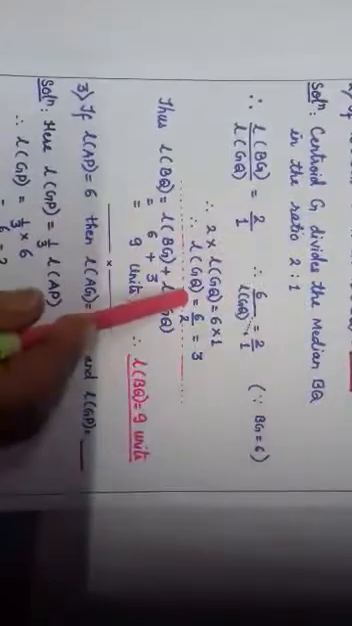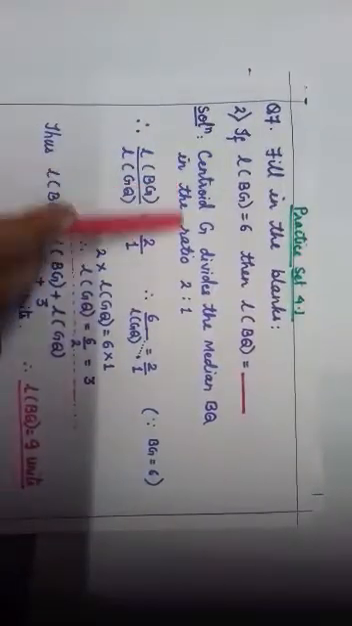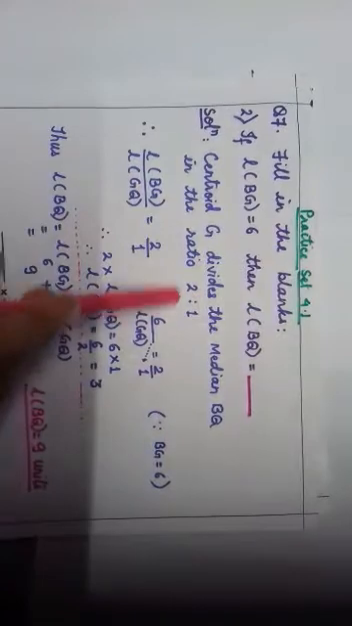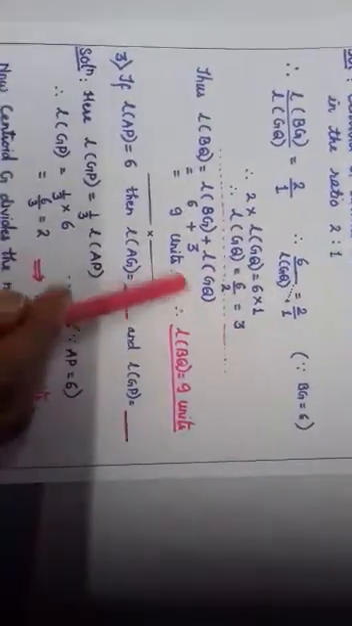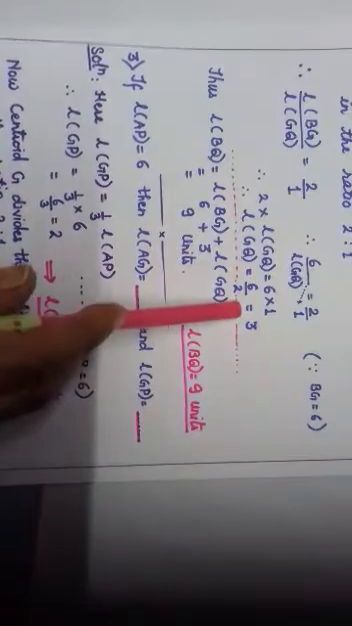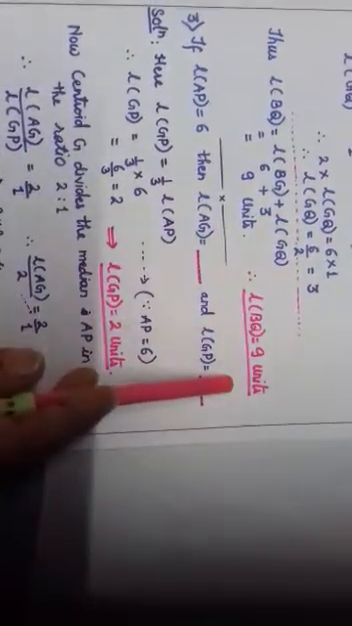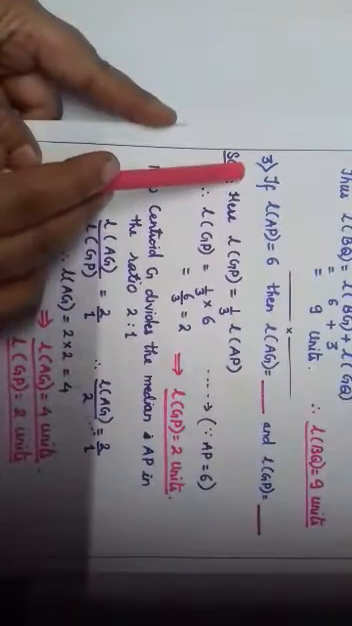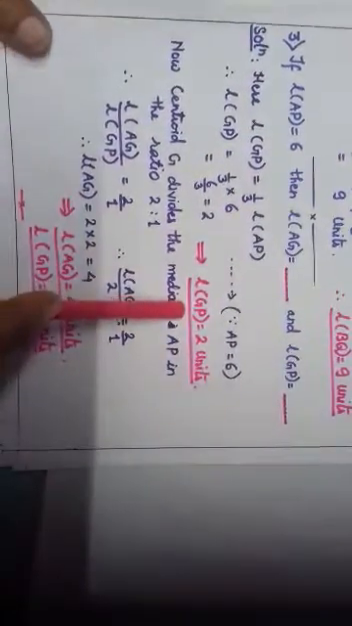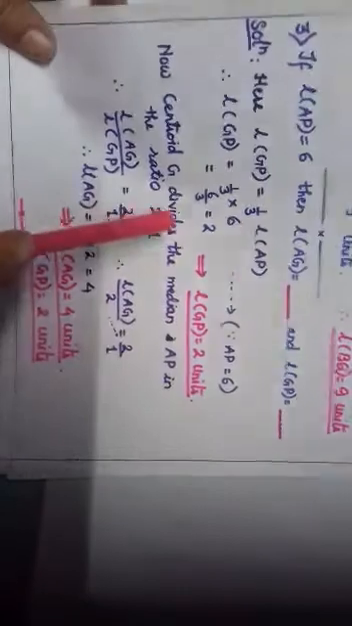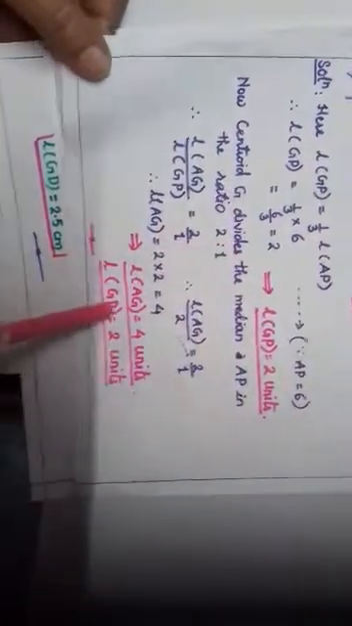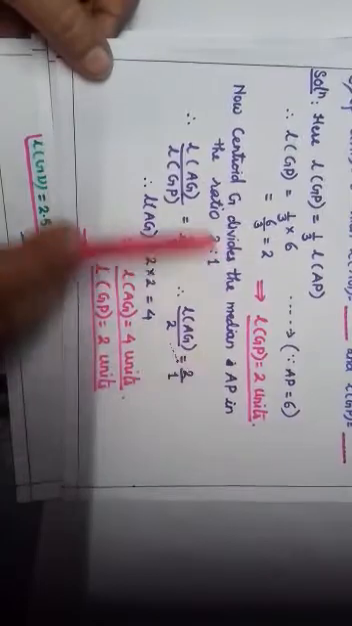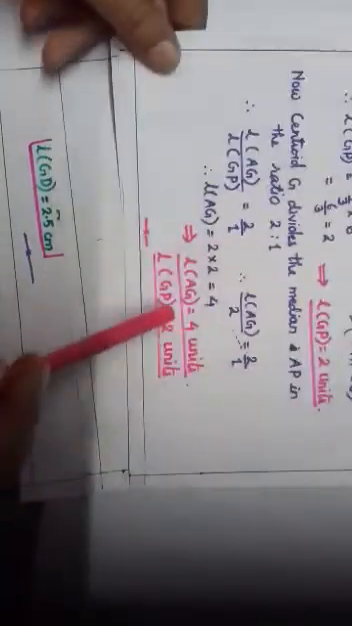This was your first part of the 7th question, and the second part of the 7th question also we have seen. There also we have shown the centroid G divides the median in the ratio 2:1, and we solved the question in this way, and we found the length BQ as 9 units. In the third part of the 7th question also we found out length GP as 2 units, and in the complete part, the centroid G divides the median in the ratio again 2:1. In this way we found out length AG as 4 and length GP as 2 units.